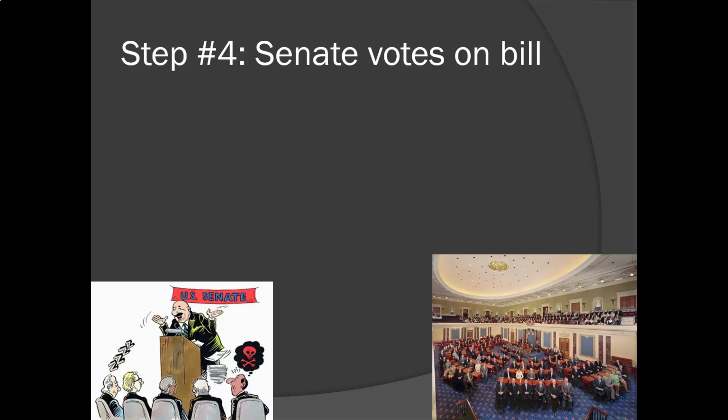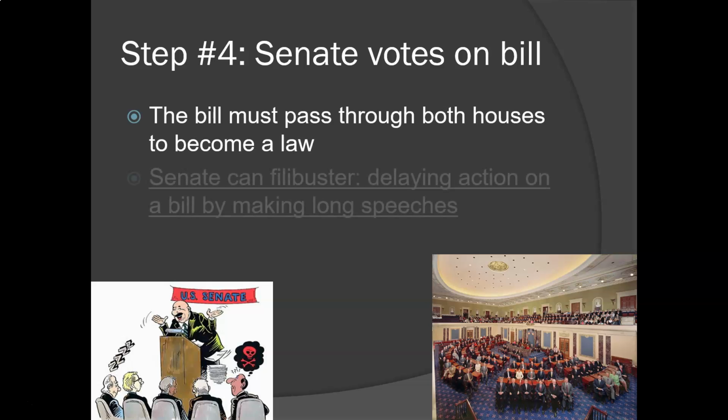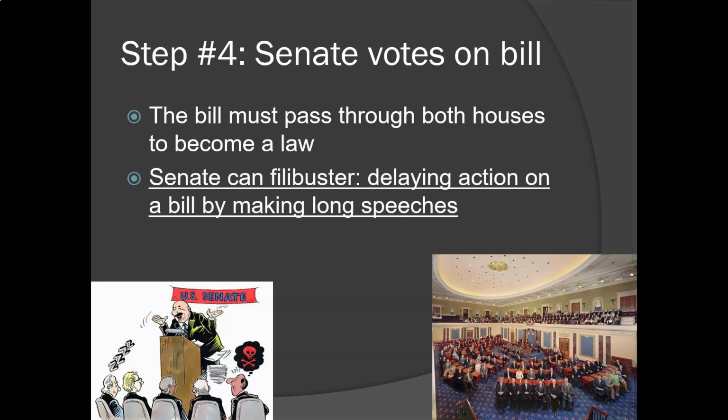Now, once the voting process has been completed, the Senate votes on the bill. The bill must pass through both houses to become a law, but the Senate can actually filibuster the law, and essentially filibuster is delaying action on a bill by making long speeches. So essentially, someone will get up saying that they're going to speak on behalf of the bill, and they will continue to talk for as long as humanly possible. Essentially, quote unquote, as your book called it, talking the bill to death.